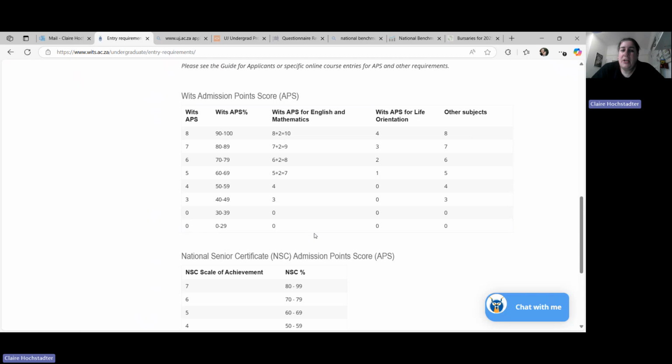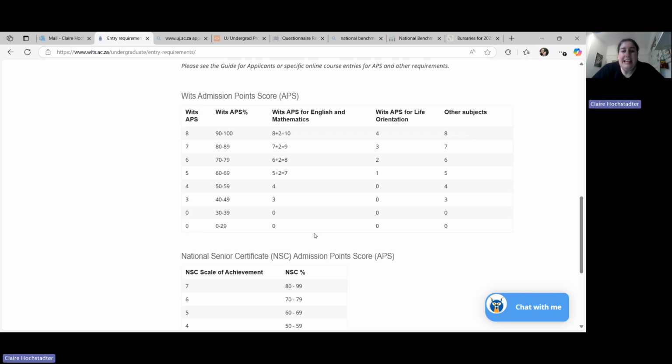And then you will see a big jump. 60 to 69 is 7. 70 to 79 is 8. 80 to 89 is 9. And 90 to 100 gives you 10 points. So in your column on your Word document under WITS, you are now going to write in the amount of points that you would have for English.